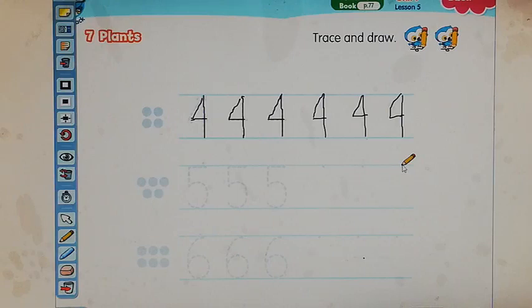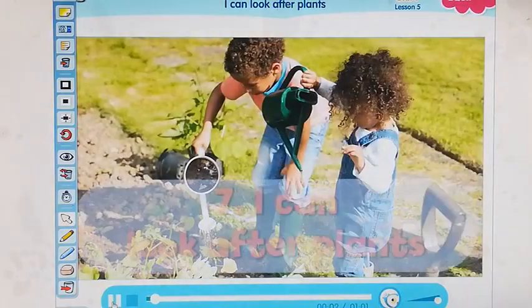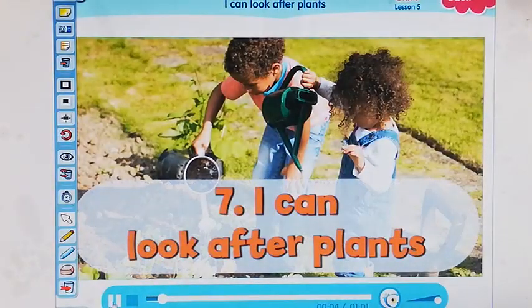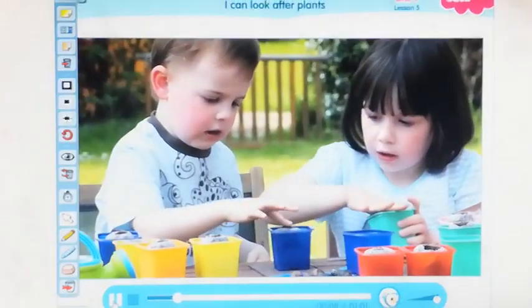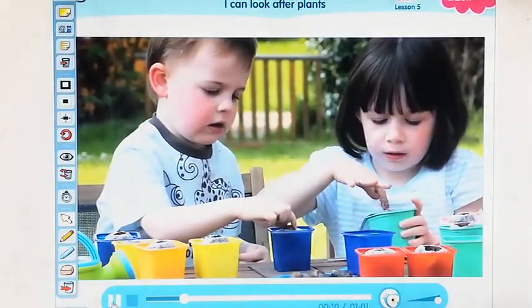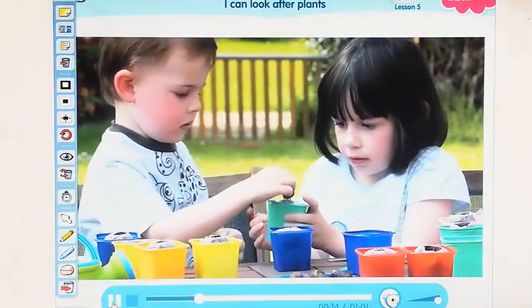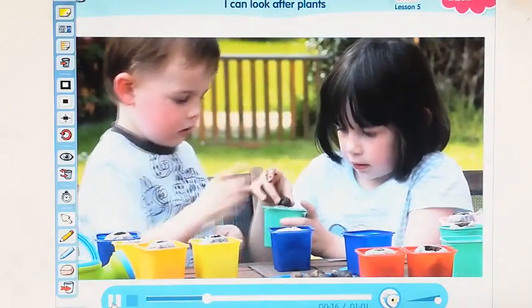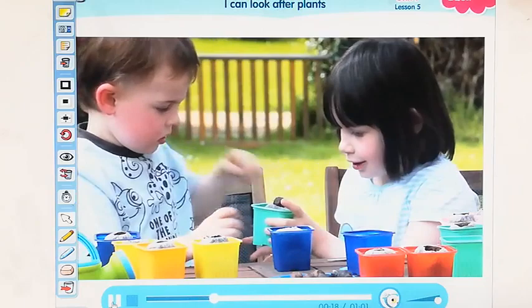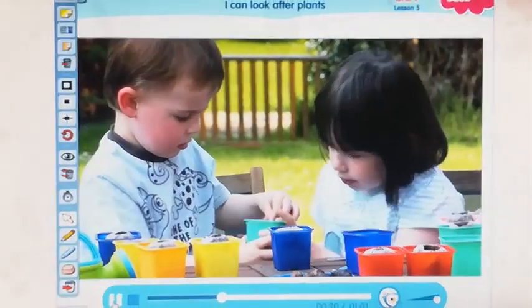Now, let's move on. Now, let's watch a video on I can look after plants. I can look after plants. Look, the boy and the girl can look after plants. They're planting seeds in soil. The plants need soil to grow.